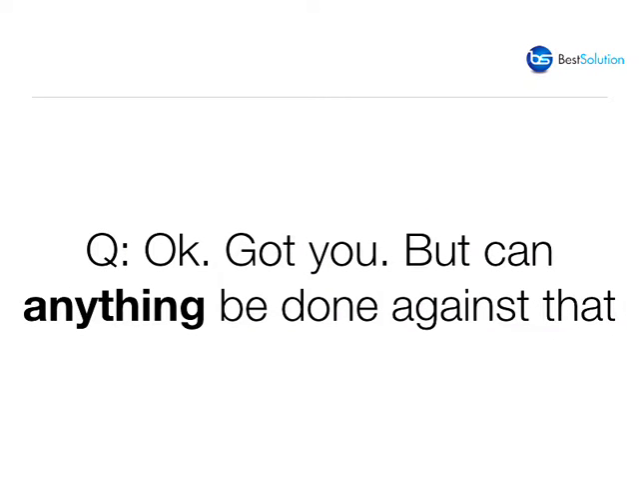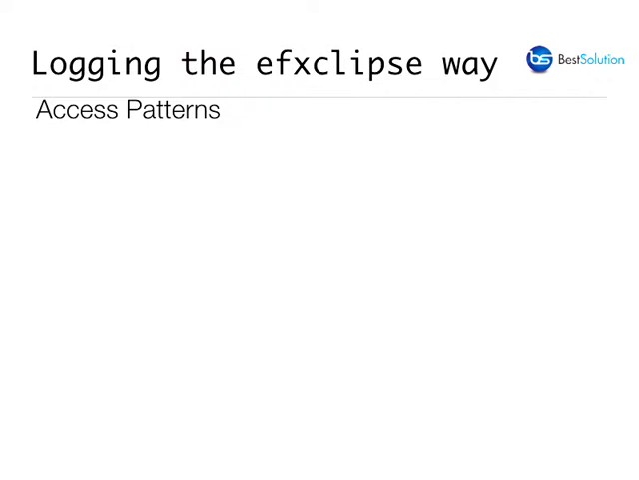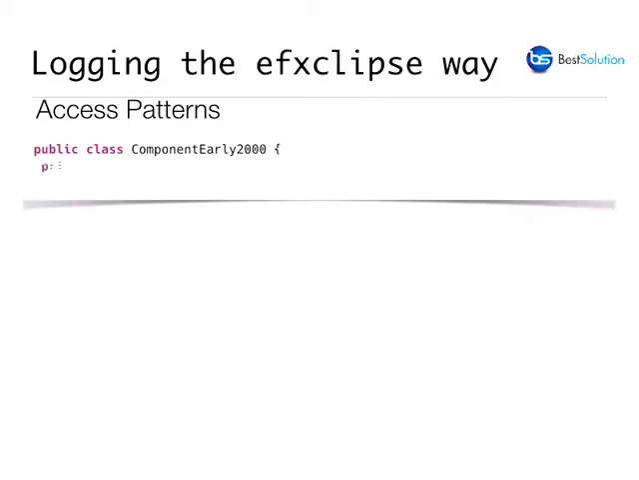So the next question you could ask: okay, if that's so few, can we get rid of them? Is it possible? Can we do that? The first thing that you need to have is a decent logger, a modern logger API. You could go for SLF4j, you could go for log4j. That's fine. Our decision at efxclipse was that we create our own API. There are reasons for that, and you will see them in a few minutes.